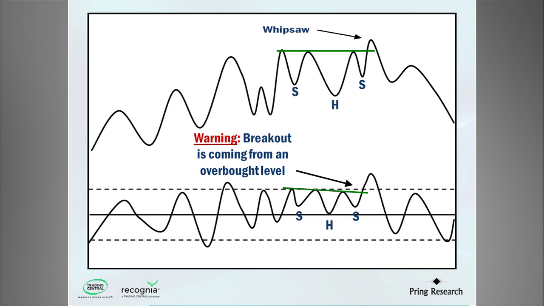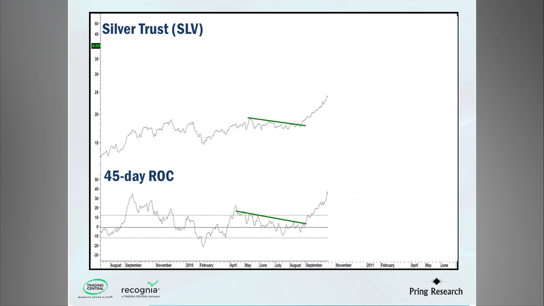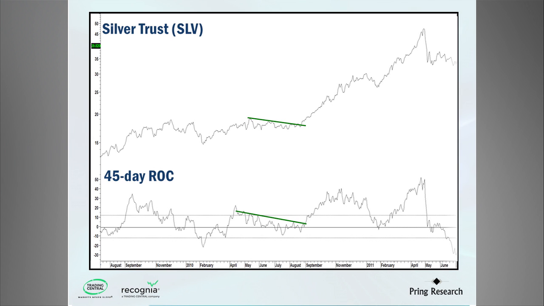This is typical of counter-cyclical moves, in this case a bullish breakout that develops under the context of a primary bear market. This is the chart of the silver ETF we looked at earlier. If I uncover some more of the action, you can see that the 45-day rate of change completed a small head and shoulders top, and this was confirmed by a break in the price.